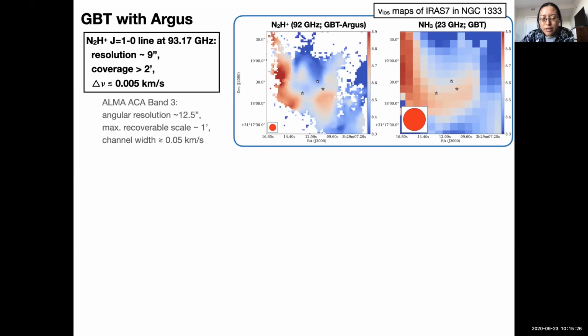And on the top right, I just show how the spatial resolution could affect the interpretation of the velocity field. Both are with GBT, one is ammonia with a 30 arcsecond beam, and one is N2H+ with Argus at 9 arcsecond.